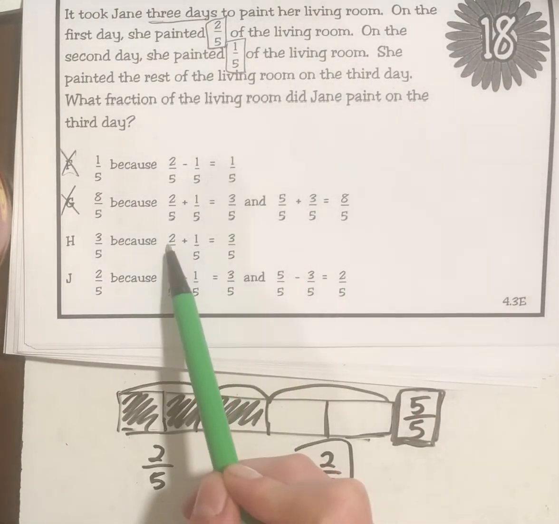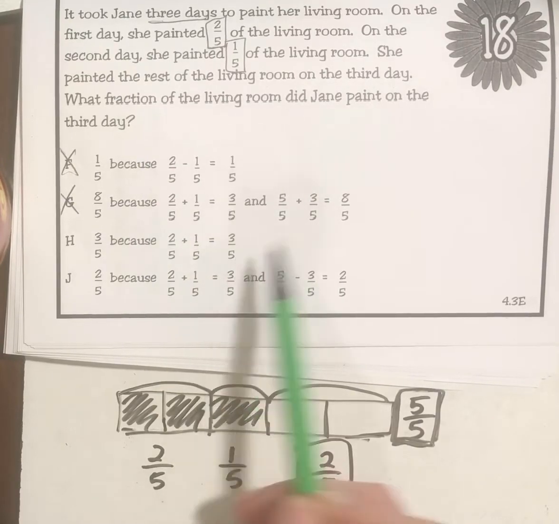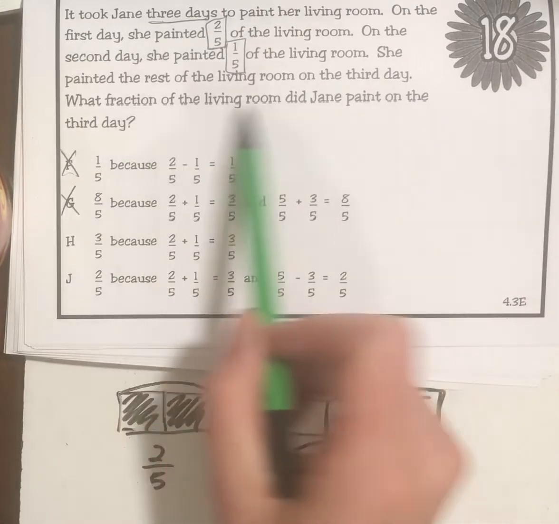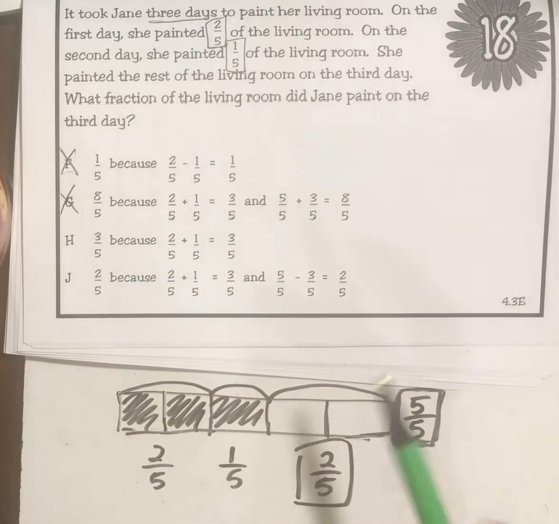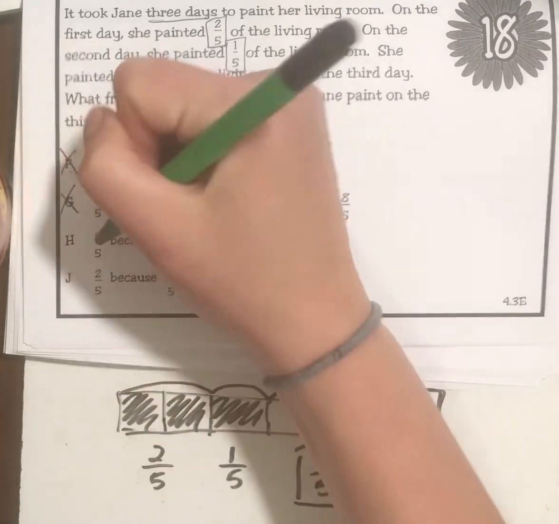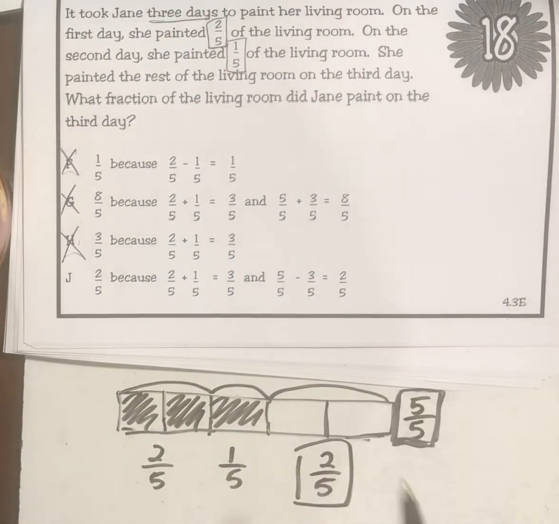3/5, because 2/5 plus 1/5 equals 3/5. Now that could trick somebody if you're not remembering what we're looking for, the third day. If we want to know how much she painted in those 2 days, then that would be correct, but that's not what the question is asking us.